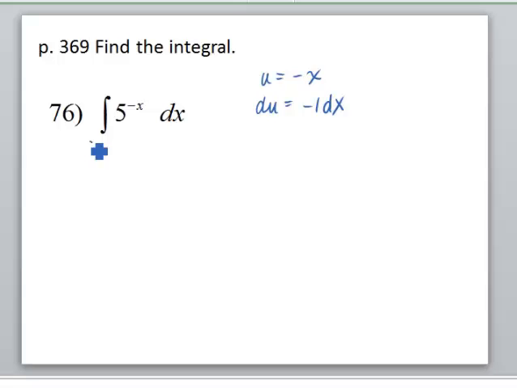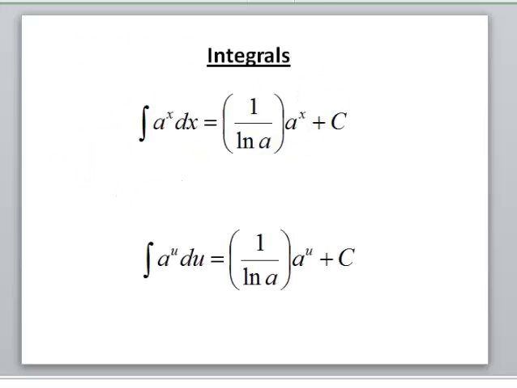Now I'm going to rewrite this in terms of u because I know the integral of any number to a u, but that takes care of this portion, so I still need to take care of the dx, and I'll take care of the dx by multiplying or dividing by negative 1 on both sides, which gives me a negative du. So I'll write a negative du, and then I'm going to integrate this. Well, let's go back to the integrals. So I'm supposed to write 1 over the ln of the base times the exponential.